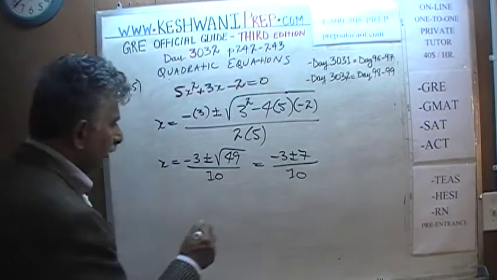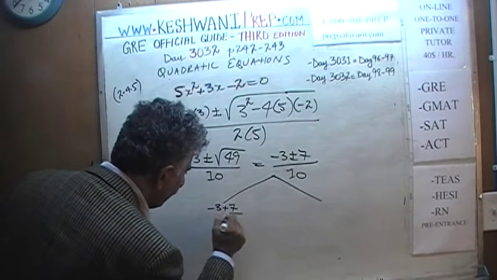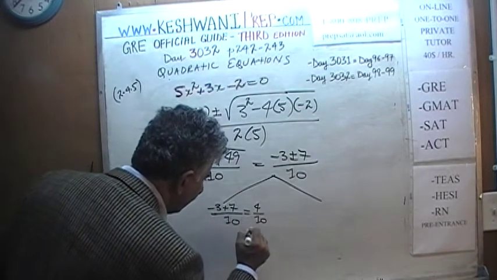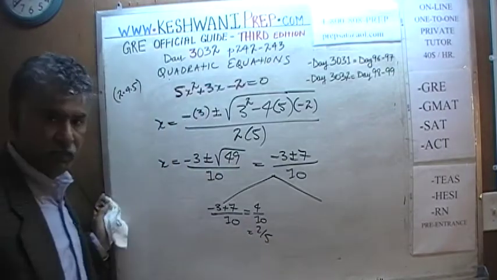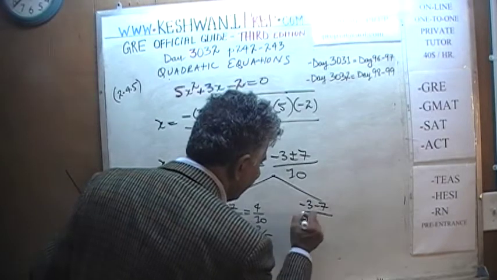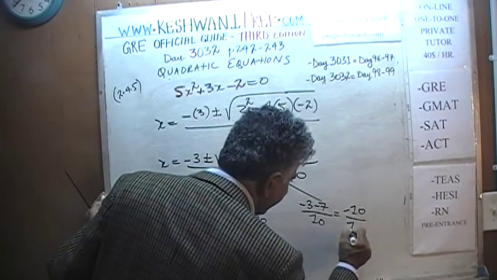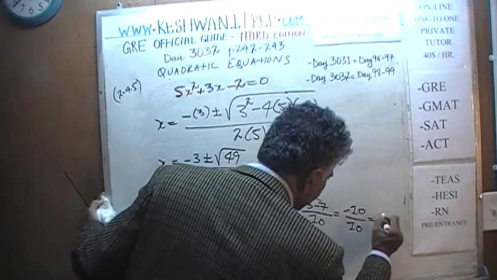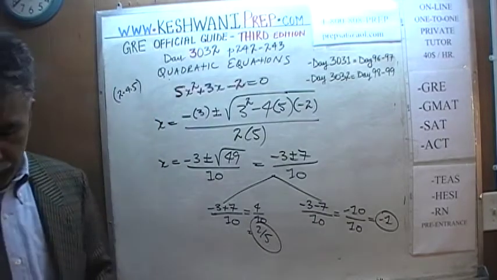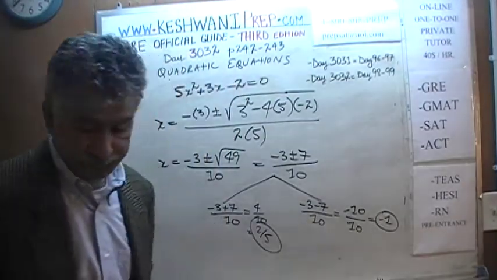Let's carry on. If we take a positive root, it's going to be negative 3 plus 7 over 10, which is positive 4 over 10, which gives us 2/5, which is what we had before. If we take a negative root, we get negative 3 minus 7 over 10, which is negative 10 over 10, which gives us negative 1, which is exactly what we had before. We had roots of 2/5 and negative 1, which is exactly what we're getting here.